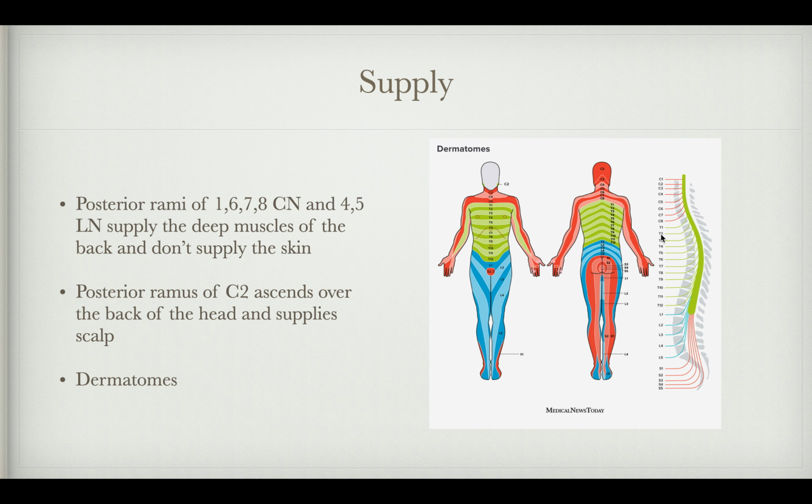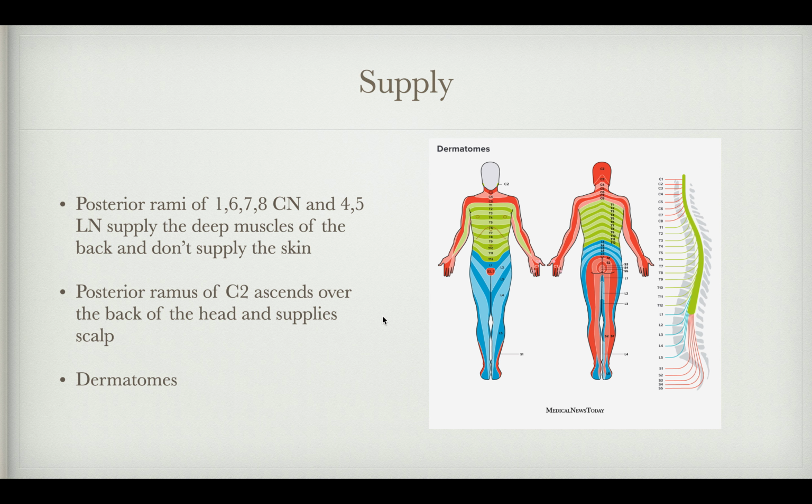Let's go into the nerve supply. So there are 31 pairs of spinal nerves, and it innervates the body segmentally. Important notes is the posterior rami of the 1st, 6th, 7th, 8th cranial nerves, and the 4th and 5th lumbar nerves only supply the deep muscles. They don't supply the skin. Another note is the posterior ramus of cranial nerve 2, the optic nerve. It will ascend over the back of the head and supply the scalp.